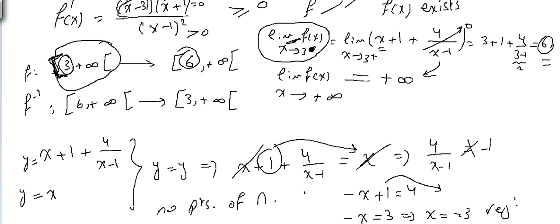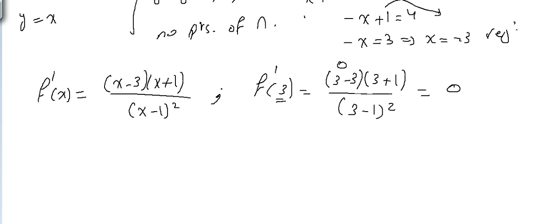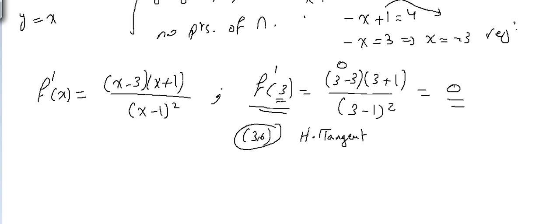I was saying before the last video ended suddenly that the derivative at 3 is 0, as you can see, and when x equals 3, y is 6. This means at the point (3, 6) we have a horizontal tangent. It just helps me to draw, that's all.